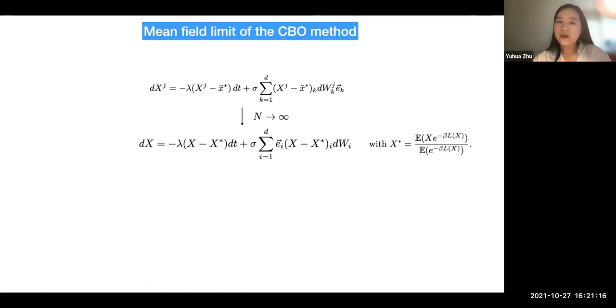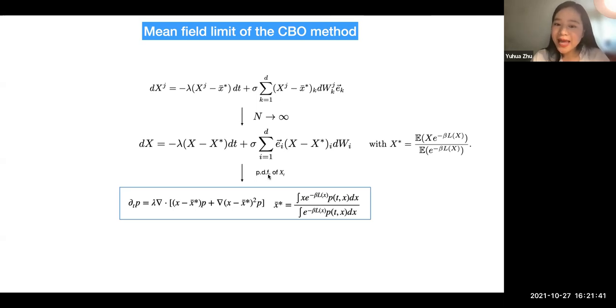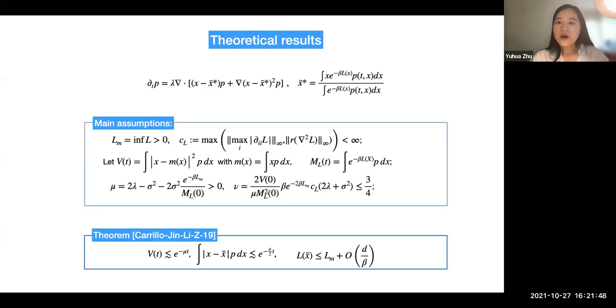What we can prove is the following. When the number of particles m goes to infinity, this system of differential equations will converge to its mean field limit. And this mean field limit, this x star, is basically the expectation of the weighted sum over a normalized term. And here is our component-wise noise. And the PDF of this mean field limit follows a Fokker-Planck equation. Okay, and for this Fokker-Planck equation, we can prove the following.